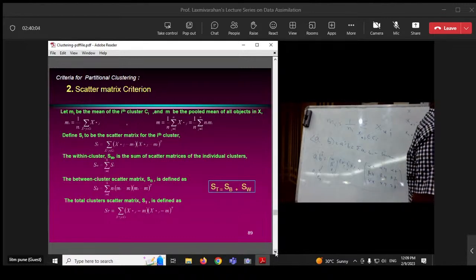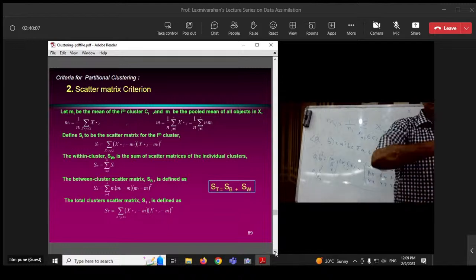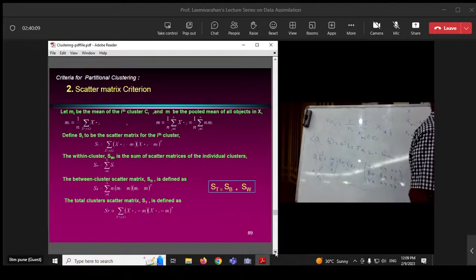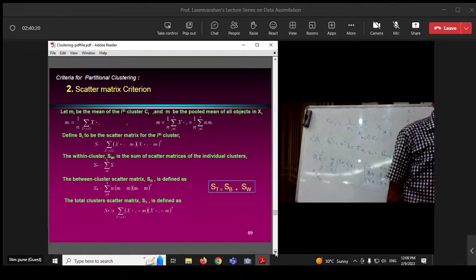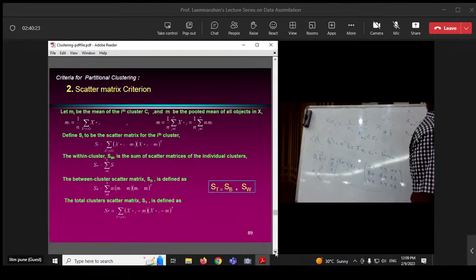The between-cluster matrix is SB, B for between. So what is that? M is the global mean. Mi is the mean of the individual clusters. In each of these, there are Ni objects. You multiply by Ni and you get the total between-cluster scatter. So look at this: this is the Ni, this is the column, that's a row. Outer product. This is weighted by the number of elements in the cluster. So this is SB. The total scatter ST is defined by the sum of the two.